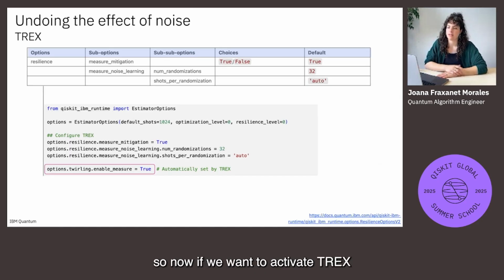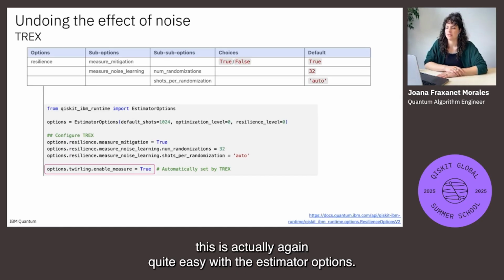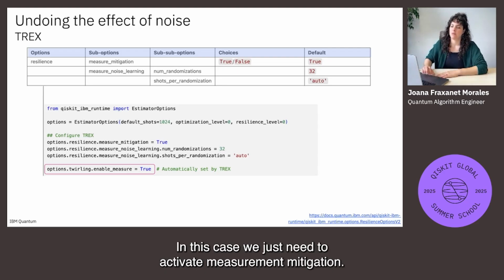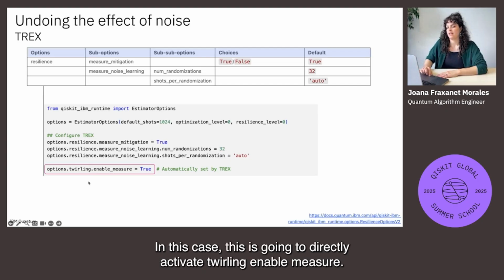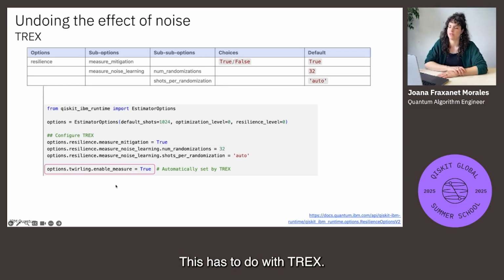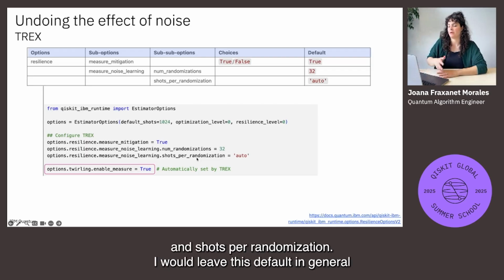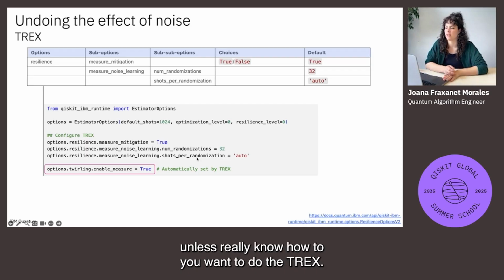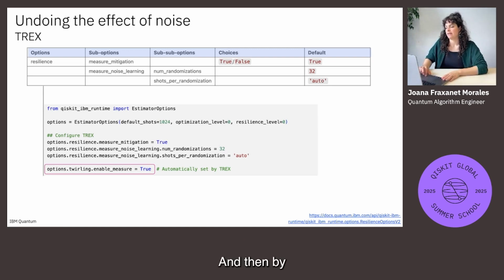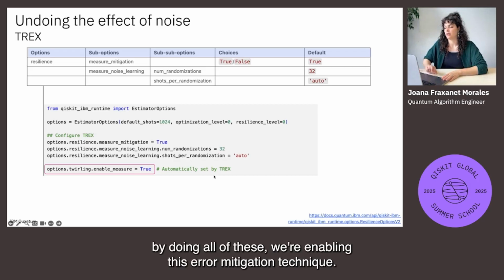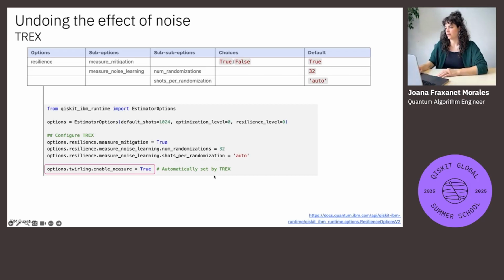So now if we want to activate T-REx, this is actually, again, quite easy with the estimator options. We just need to activate measurement mitigation. This is going to directly activate twirling.enable_measure. This has to do with T-REx. And again, we have a number of randomizations and shots per randomization. I would leave this default in general unless you really know what you want to do with T-REx. And by doing all of this, we're enabling this error mitigation technique.